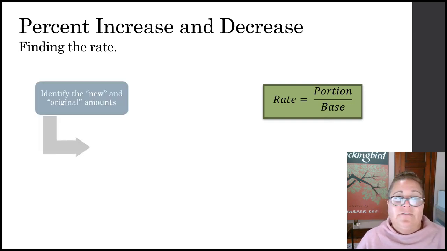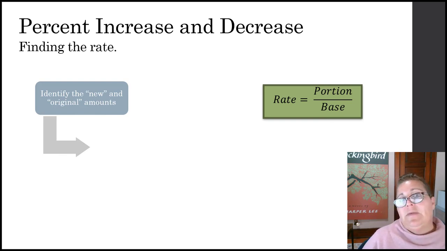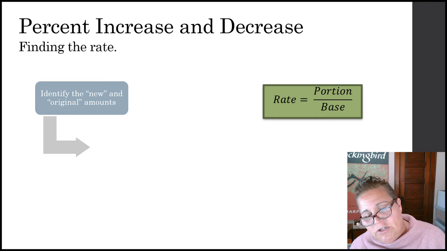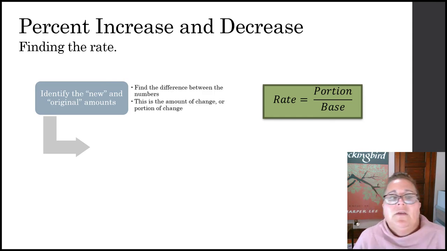Okay. Now, how do we do this so that we find the rate? Again, we want to identify the new and the original amounts. In this case, it's going to be the percent or rate that's missing. So we're going to know how much there was exactly originally, and we're going to know how much there is in the new or the comparison number. So we need to identify each one of those numbers and find the difference. This will be the amount of the change, or the portion.